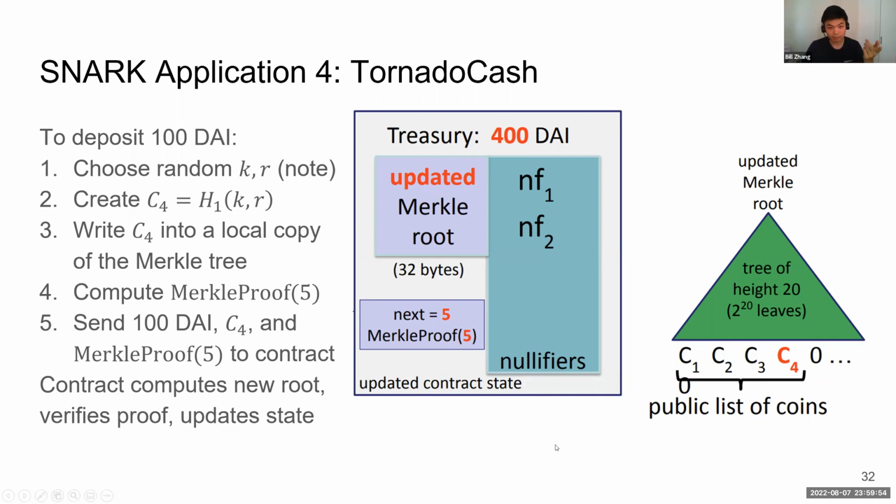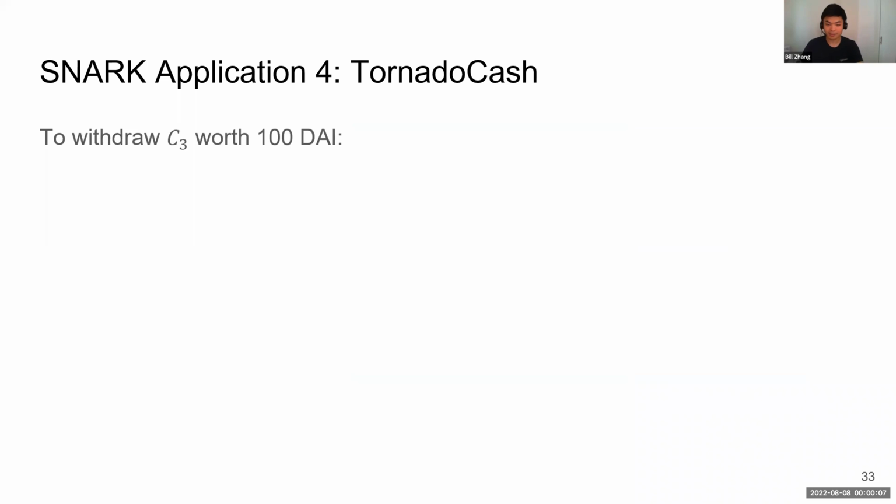Now, remember a moment ago in Zcash land, we were talking about how nullifiers were going to be produced with a secret key and randomness. Well, we can infer that if we want to withdraw some money from Tornado Cash, we're going to do something similar. So say that somebody else comes along and wants to withdraw coin 3, not coin 4, the one that just got deposited, but that 100 DAI coin 3 from Tornado Cash. How is that going to work?